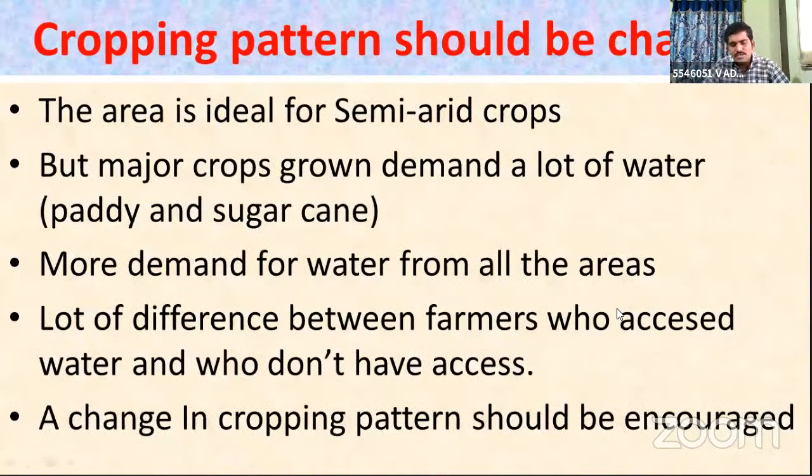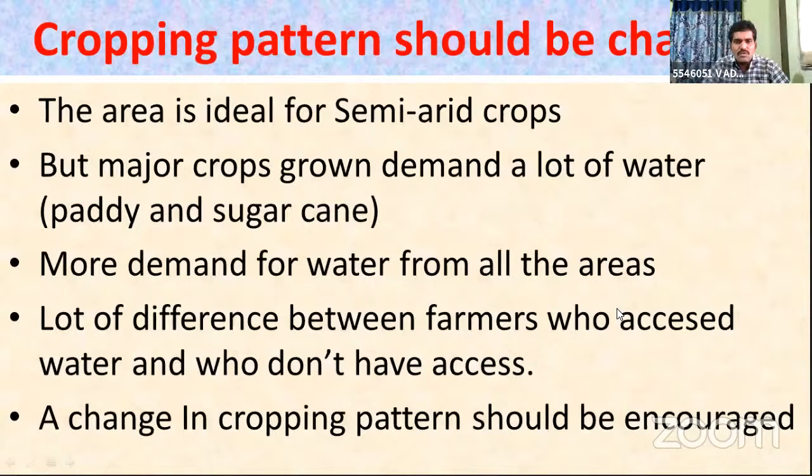So to overcome this water dispute between the states, first we should think about proper cropping pattern. We have to change the cropping pattern. The area is ideal for semi-arid crops. So the Tungabhadra river basin is ideal for semi-arid crops. It means we have to cultivate the crops which need less water rather than the crops which need more water.